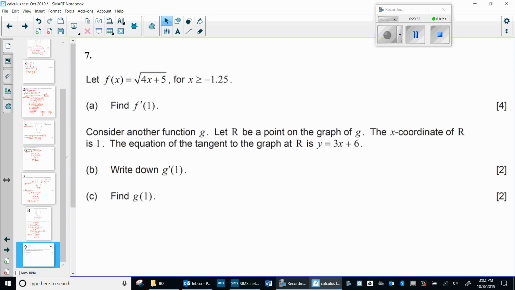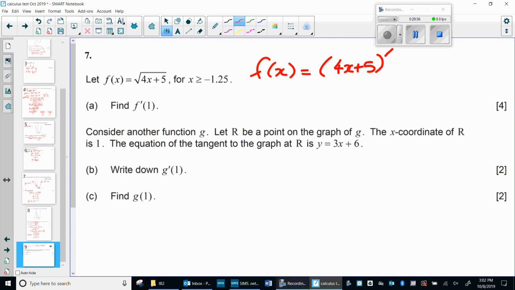Alright, so again, substitute. This one we can't differentiate as it is, so what do we have to do to it first? Rewrite it. So what does that look like when it's rewritten? So f x. Notice I haven't written f dash because I'm not differentiating it yet, I'm just rewriting it. Is it to the power of a half? Okay, so I've rewritten it.